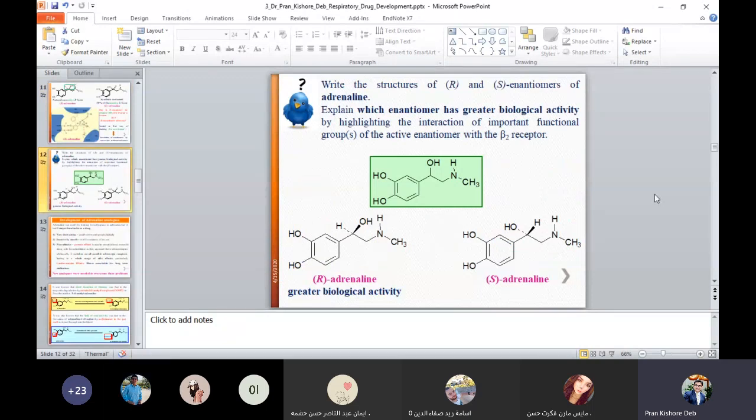You see the keyword R enantiomer, alcoholic OH, next keyword, then third keyword above the plane, fourth keyword is the hydrogen bonding with which amino acid? Does it form hydrogen bonding with all the amino acids? There are different amino acids. Does it form with all the amino acids? No, right? With the particular amino acid. So see, every keyword is important.